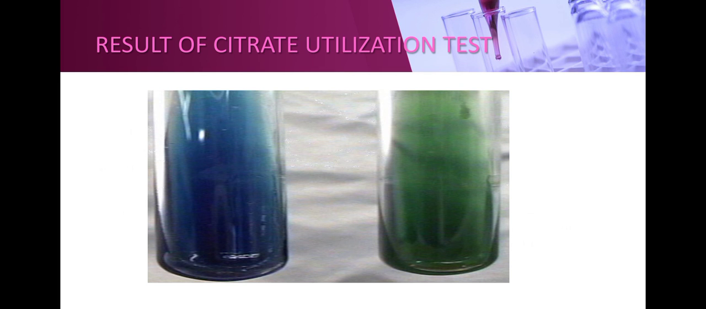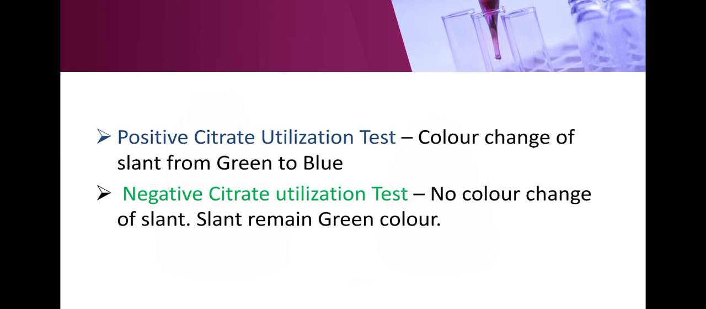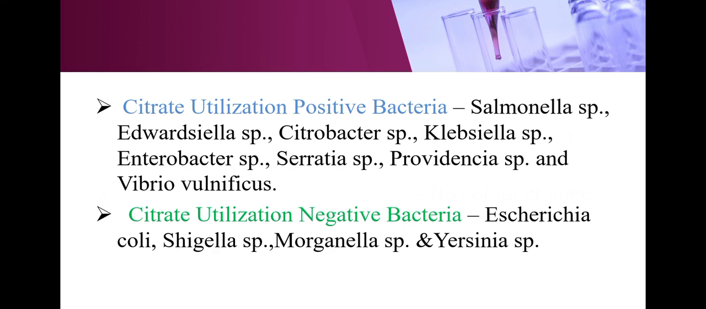Result of the citrate utilization test. Presence of blue color will be the positive result for the citrate utilization test. No blue color is a negative result. Positive citrate utilization test: color change of slant from green to blue. Negative citrate utilization test: no color change of slant; the slant remains green.